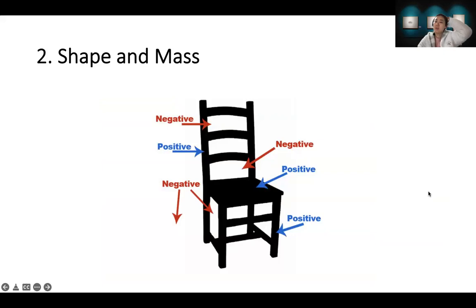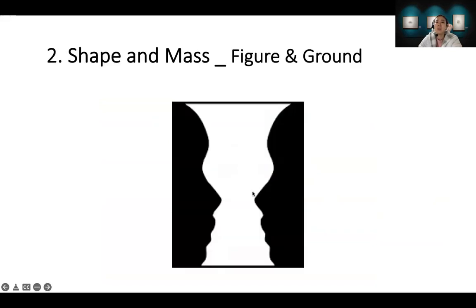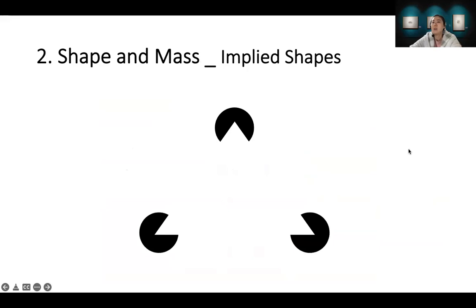Now let's move on to the shape and mass. The actual object is called positive shape in art, and the background is called negative shape. The figure is the positive shape, and the negative shape is also called ground or background. And we learned implied shape. We can recognize there is a triangle in the center by psychological connection of the edges. That is called implied shape.